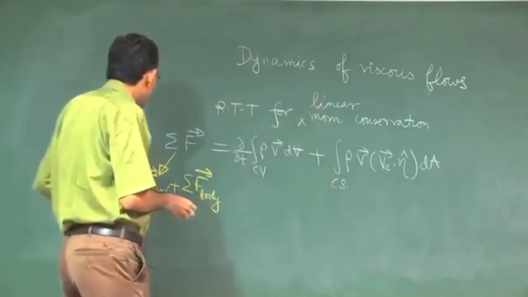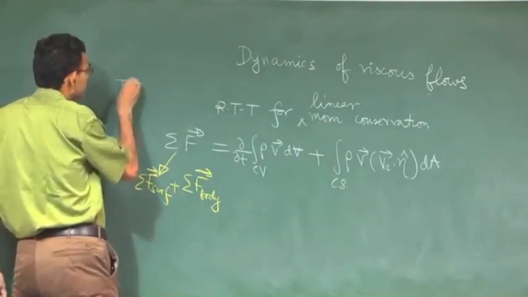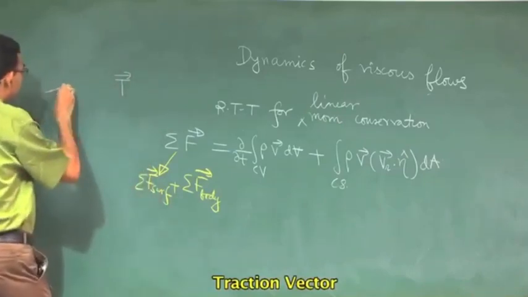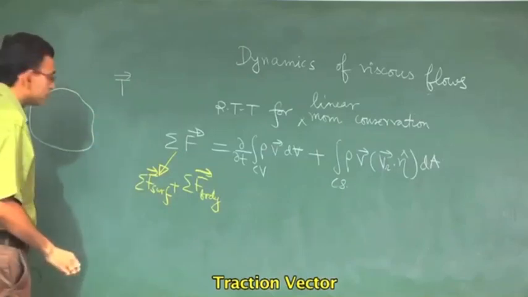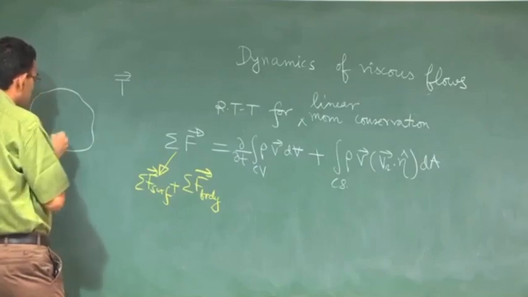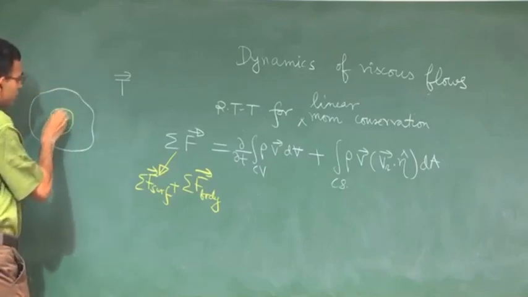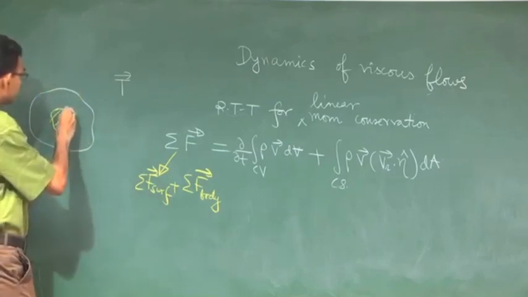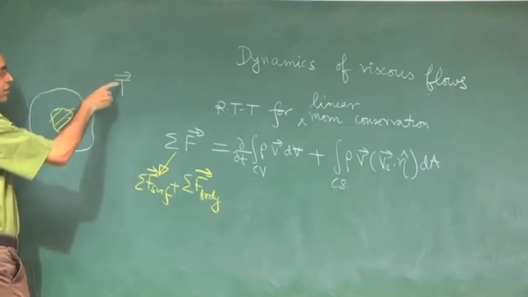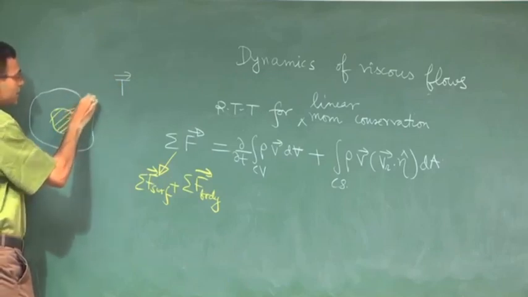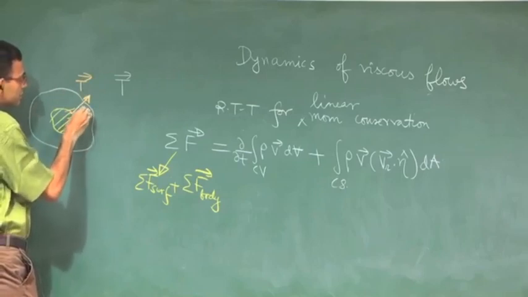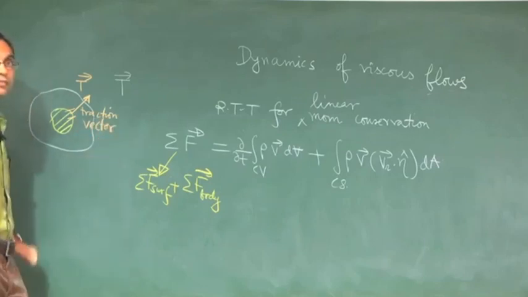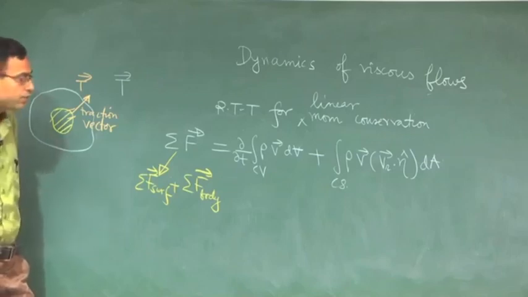So, let P represent a vector. So, what we do is we take a surface like this, or this is a control volume. From that we take a chunk of volume and then we consider a surface and consider the force per unit area on that surface. This we are calling T. This is called the traction vector. This is force per unit area.